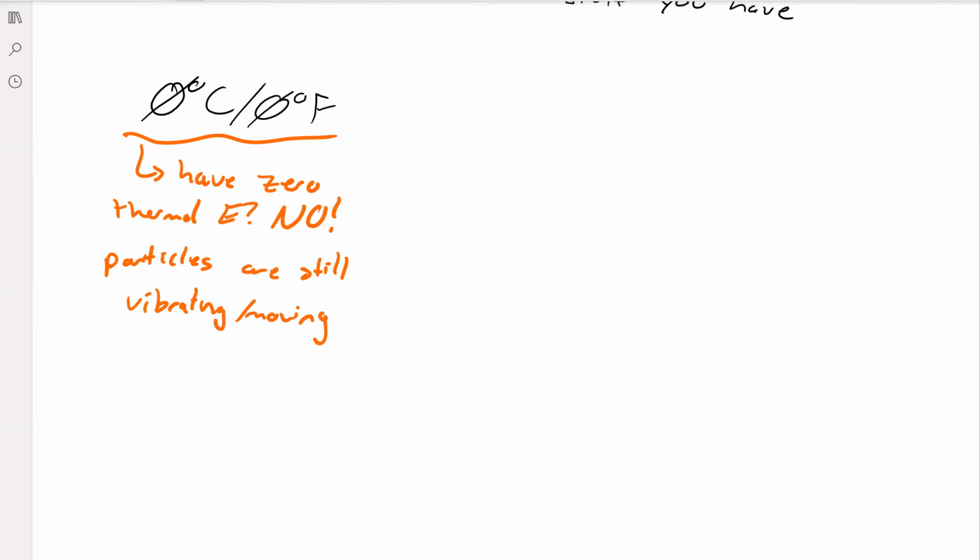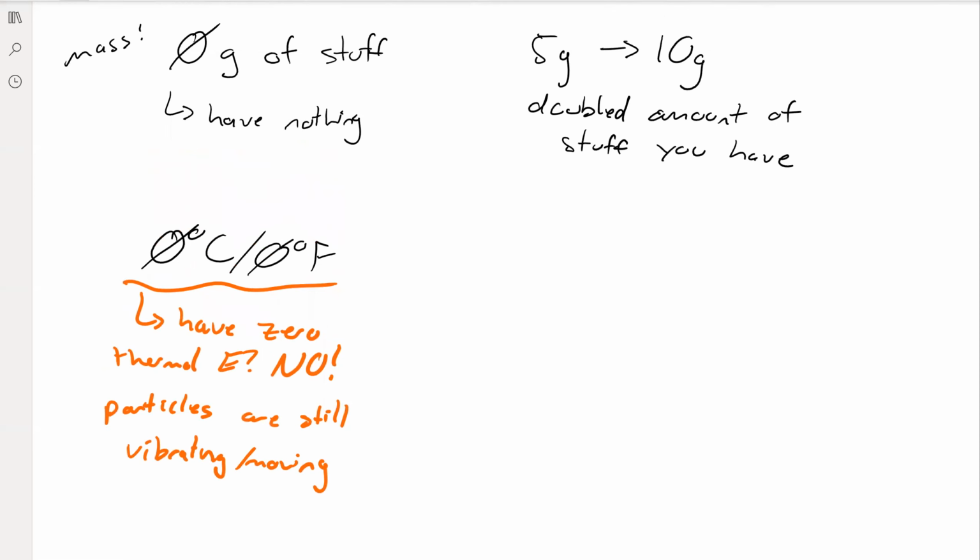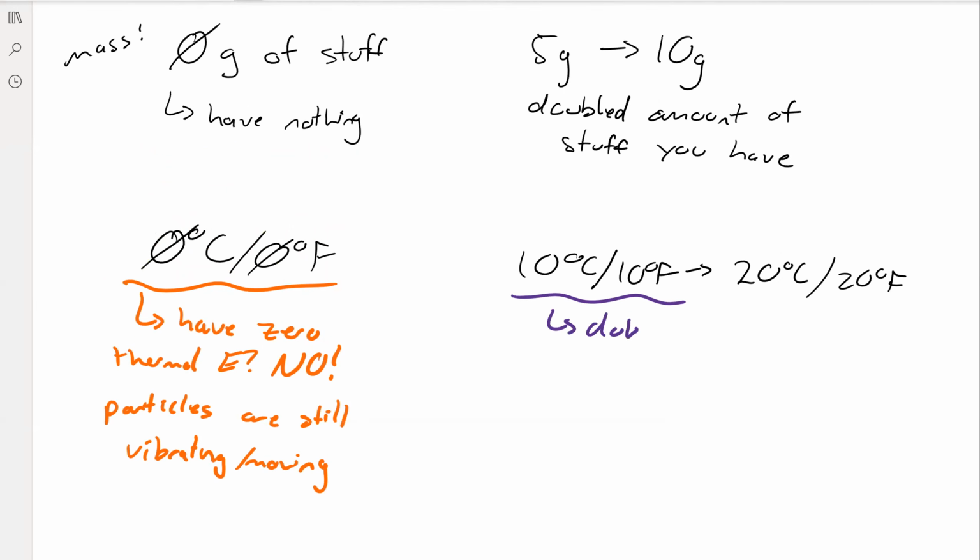And that makes sense, it gets really cold, but 0 or negative mass or negative volume, that doesn't really make sense. And then the same thing for the whole doubling idea. If you go from 10 degrees Celsius to 10 degrees Fahrenheit, and you quote unquote double that to 20 degrees Celsius to 20 degrees Fahrenheit, have you doubled the thermal energy? And the answer is no, you have not. It's not even close.